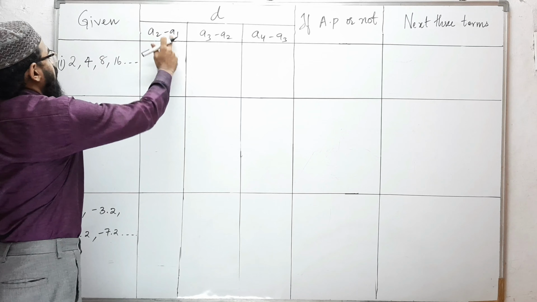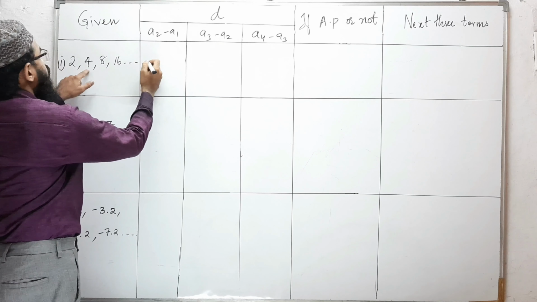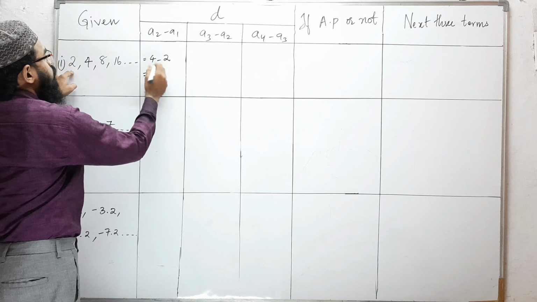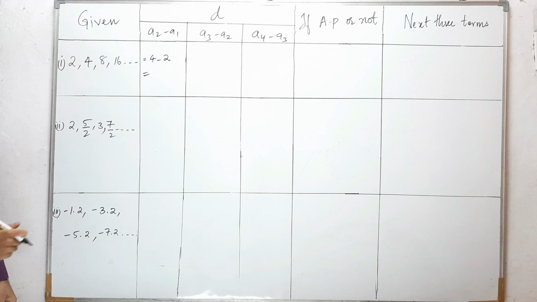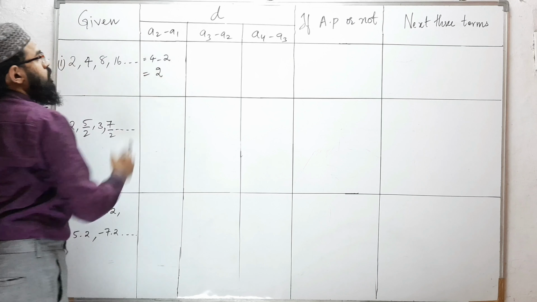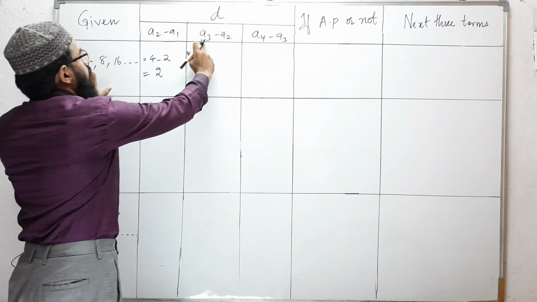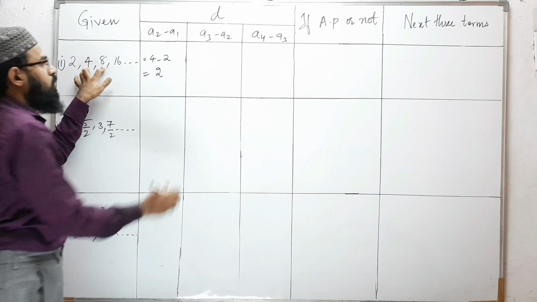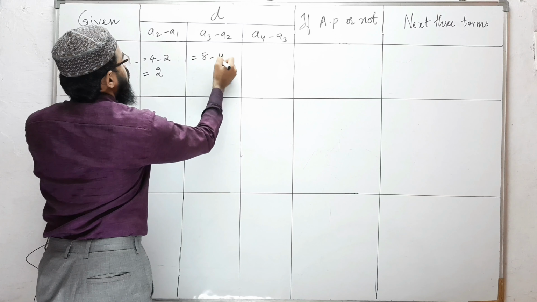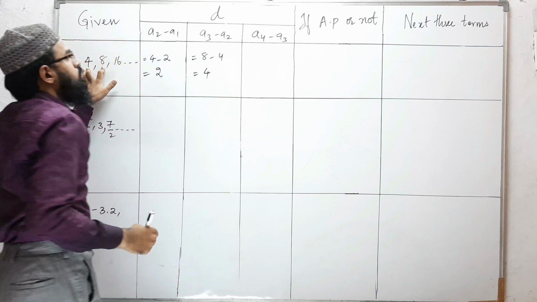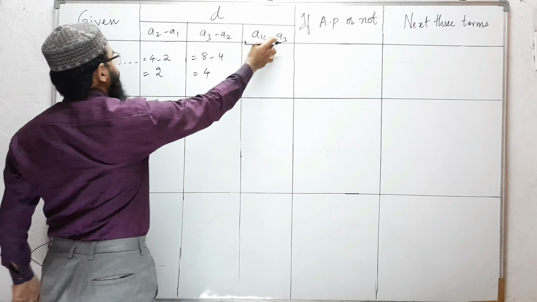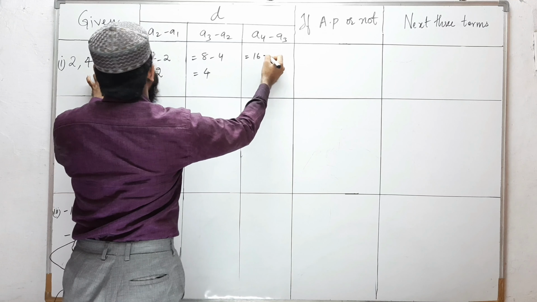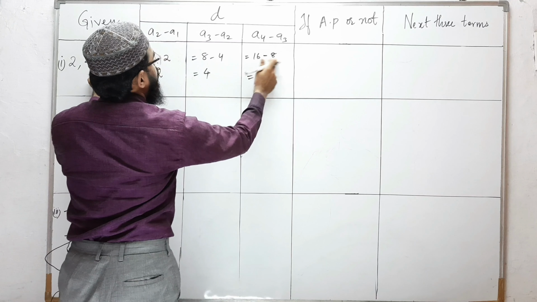A2 minus A1. So what is A2? 4. 4 minus 2 is 2. A3 minus A2, 8 minus 4. A4 minus A3. So what is A4? 16. So 16 minus 8. So we get 8.